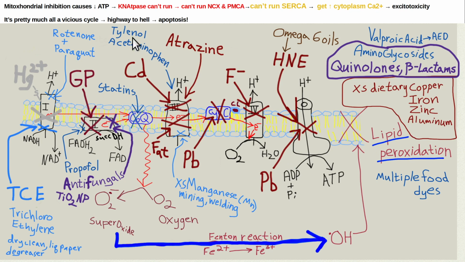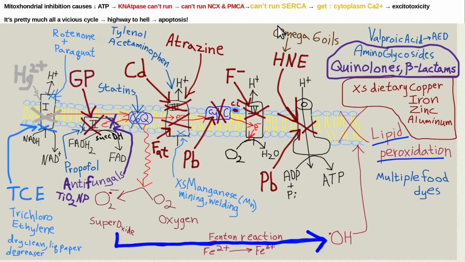One of the things here was that mitochondrial inhibitors cause decreased ATP production. When you decrease your ATP production, you don't have ATP available to run your sodium-potassium ATPase plasma membrane pumps. Then you can't establish a good membrane electrochemical gradient of sodium. So then you can't run your sodium-calcium exchanger, or NCX, or your plasma membrane calcium ATPase. That means your cytoplasmic calcium is going to go up, and you're going to get all those activities happening when you don't want them to, including excitotoxicity.